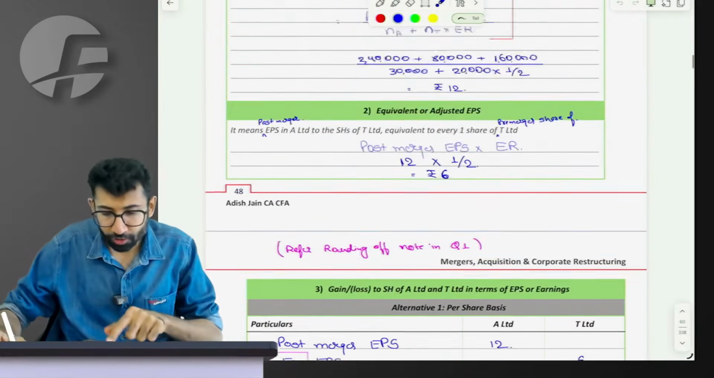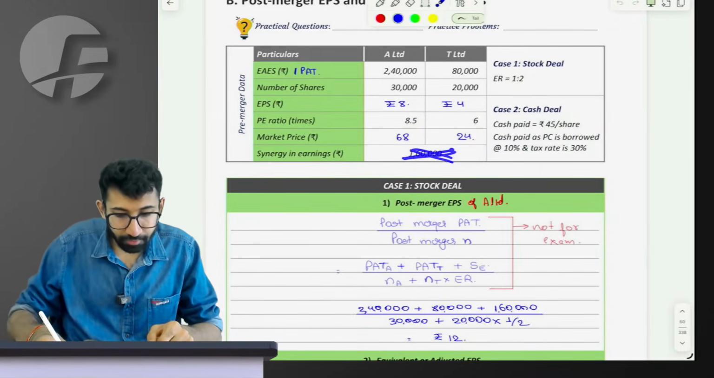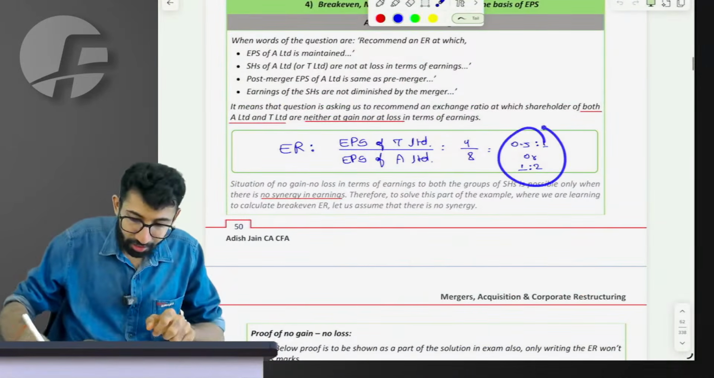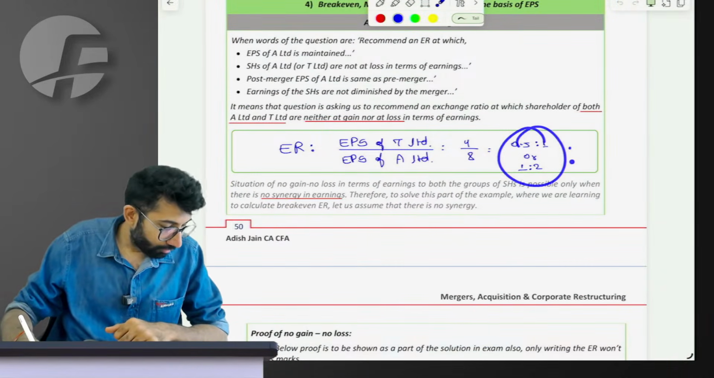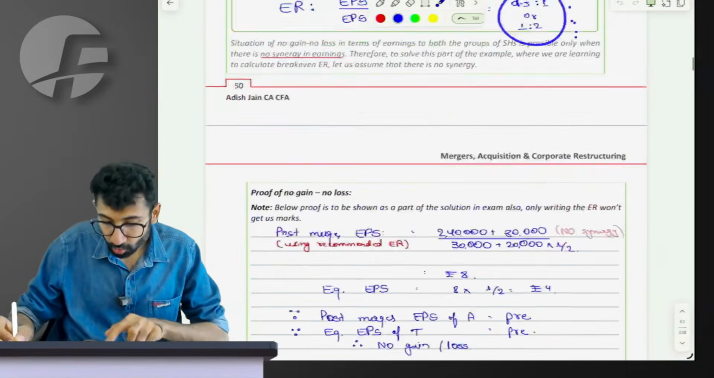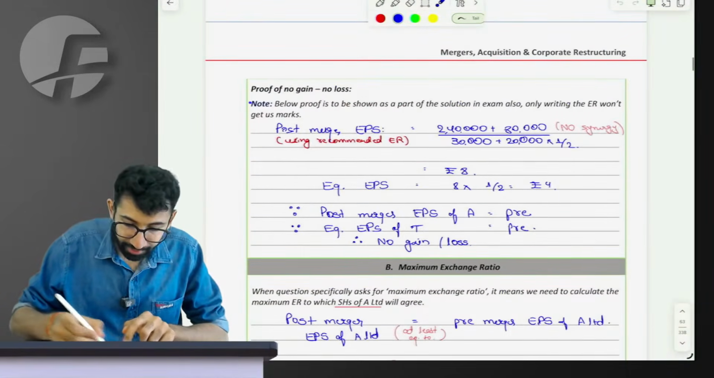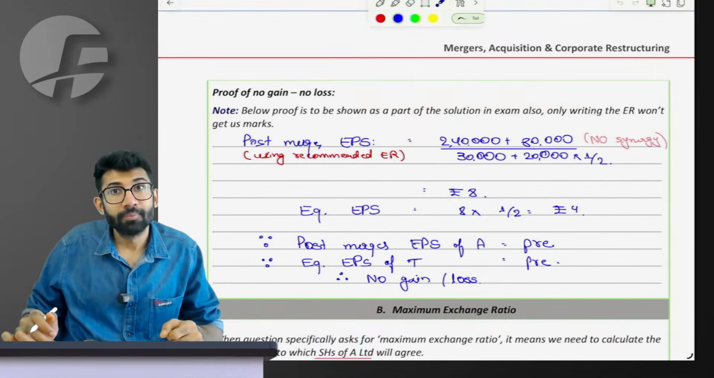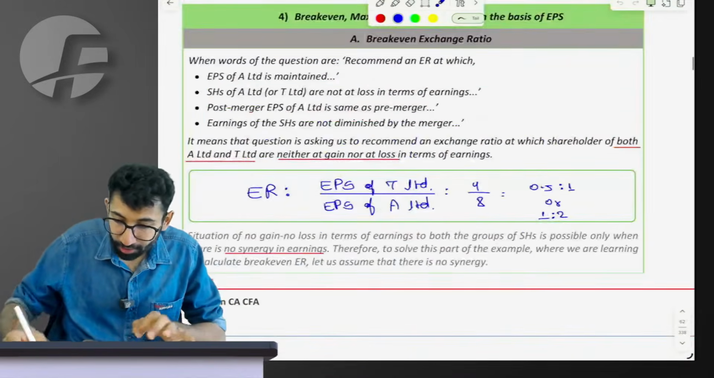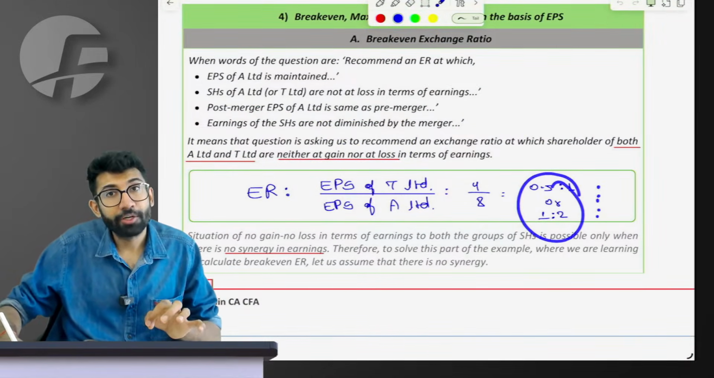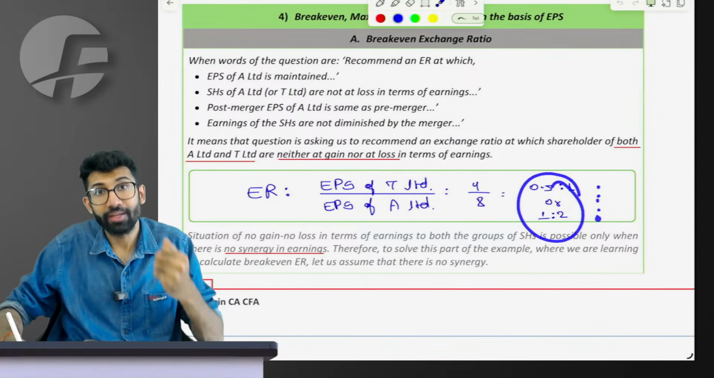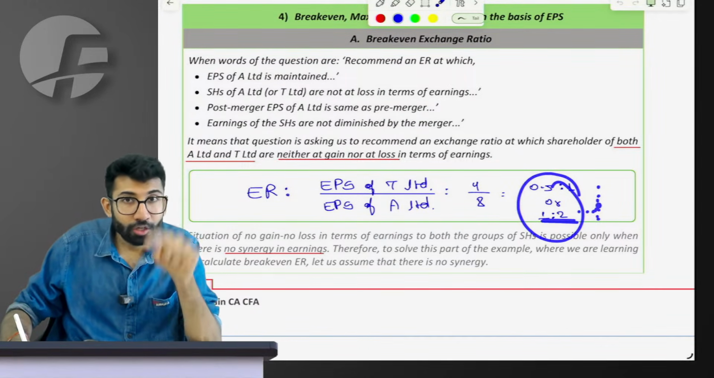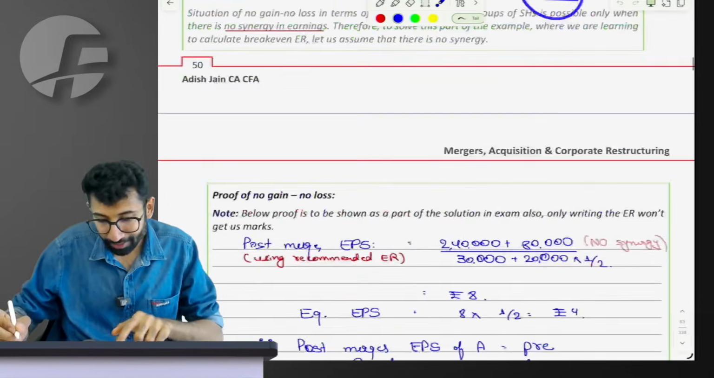Let's solve this question assuming that there is no synergy. In that case, will the break-even be achieved? Sir, we will say the exchange ratio is 1 is to 2. And now let's say there is no synergy. So to the examiner, only writing this 1 by 2 will not get you marks. You will have to also justify the proof that, see, with this ratio of 1 is to 2, none of the parties is gaining and none of the parties is losing.